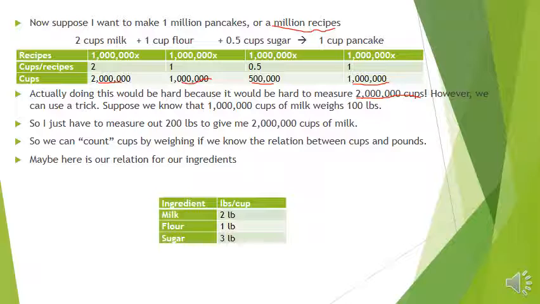However, we can use a trick, and that's to use a relationship between the amount of the cups and how much they weigh. So, for instance, let's say a million cups weighs 100 pounds.